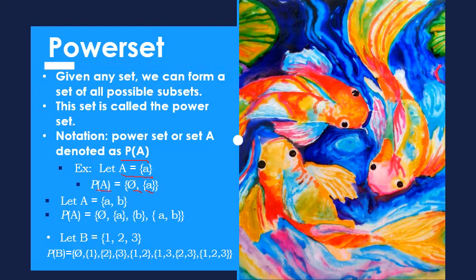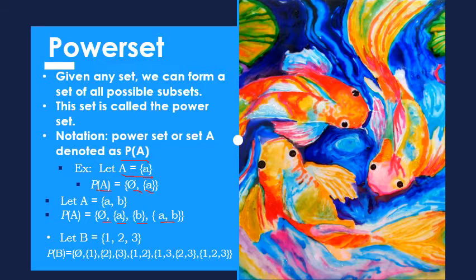This time we have set A with elements A and B. List down all the elements, then enclose with curly brackets. Let's start with null always, then list down A, which should be in brackets, B in brackets, and then A and B in brackets. So that is your power set.